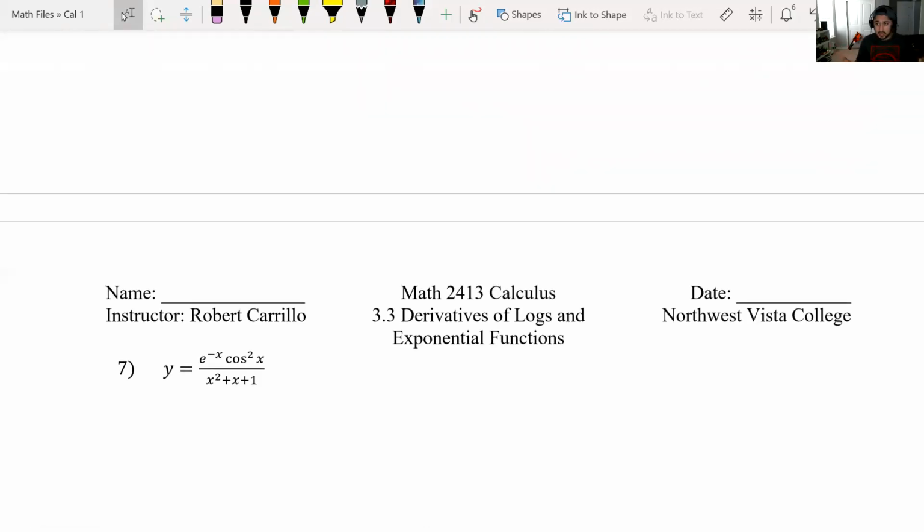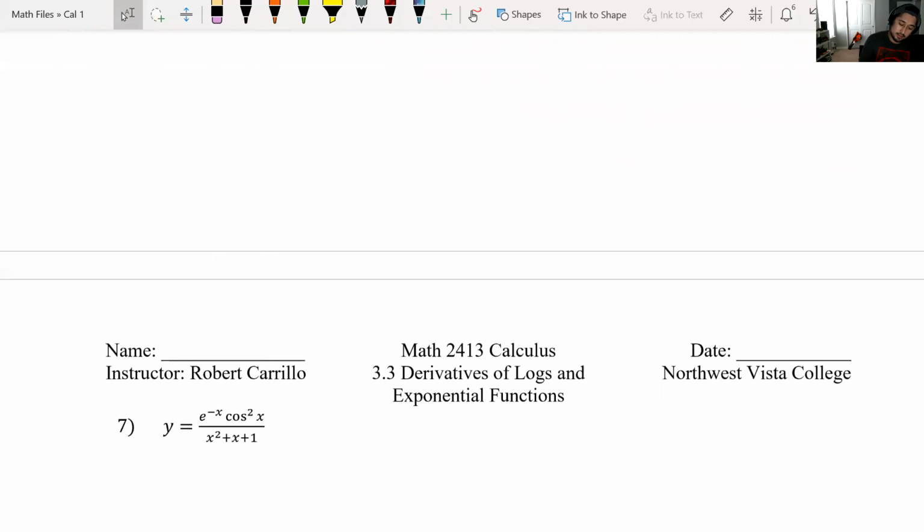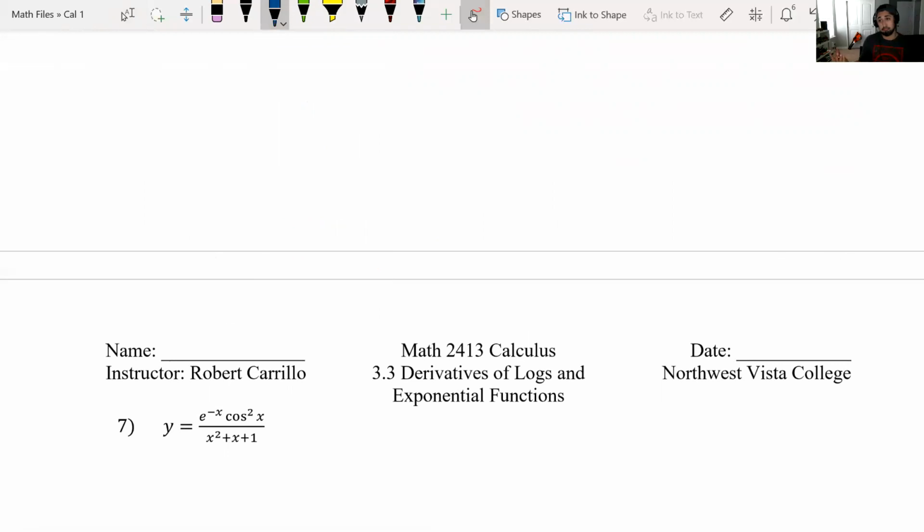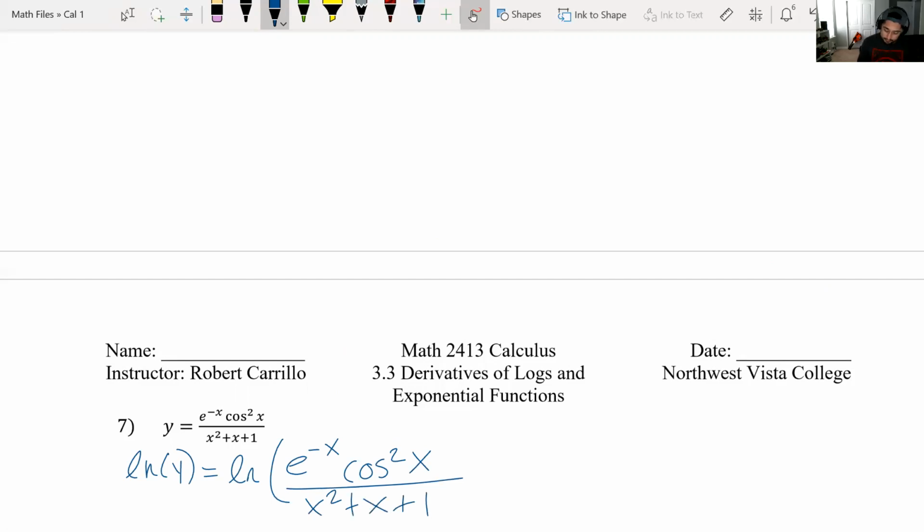Okay, looks complicated. Apply natural logs to it. Now, does this mean to apply natural logs all the time? Sure, you can do it if you really want to. This is if it looks complicated, sure, apply a natural log and see what happens. So we're going to do this again. Natural log y equals natural log of e to the negative x cosine squared x all over x squared plus x plus 1.